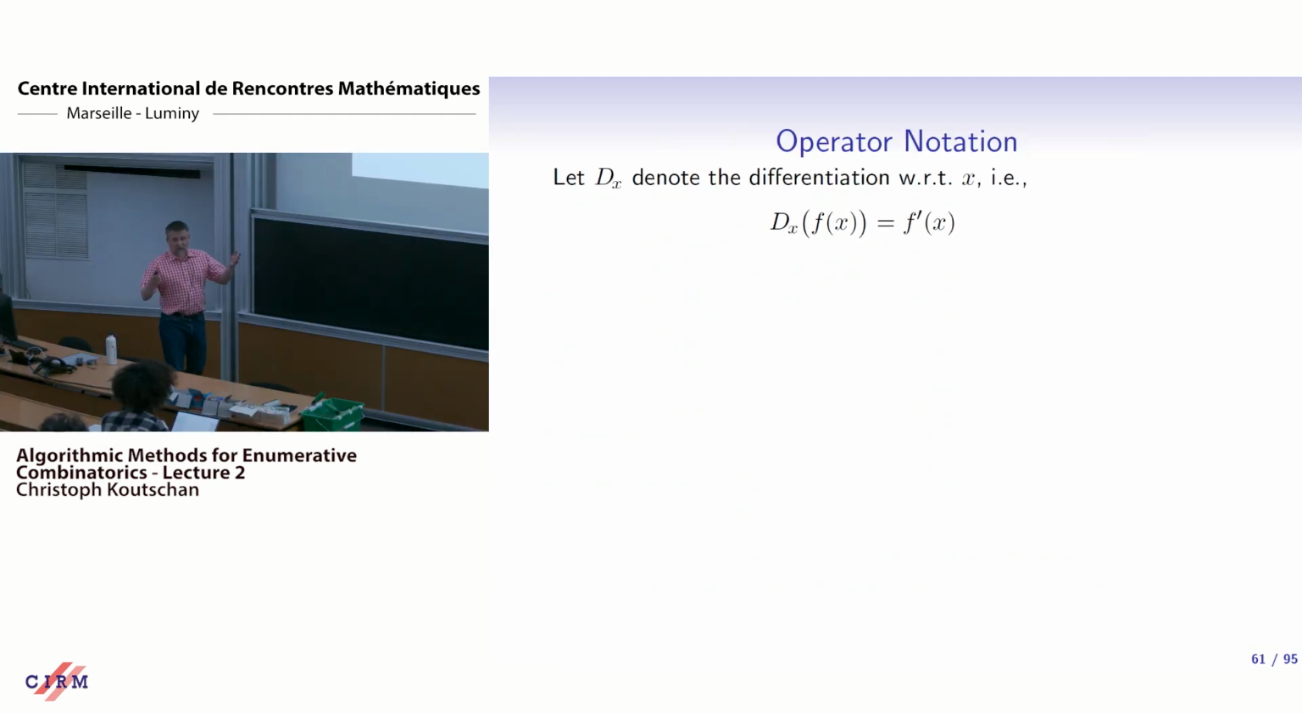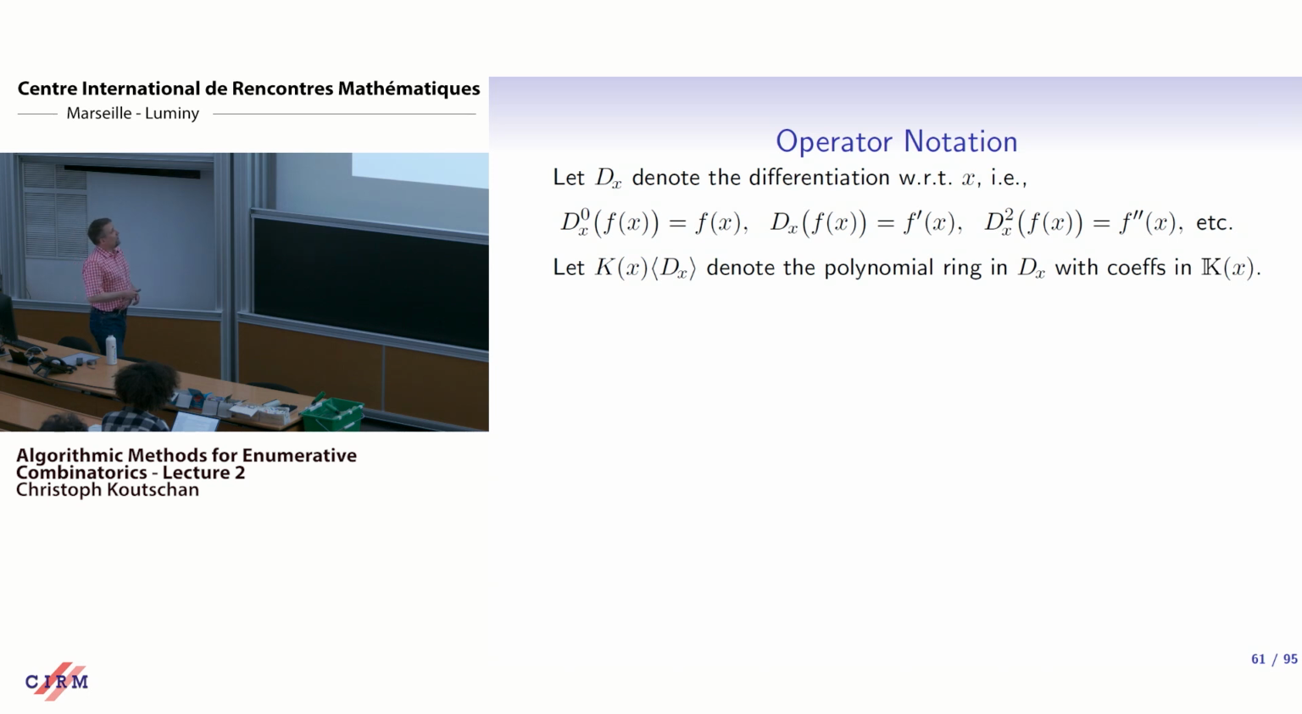Okay, so for computer algebra, it is more convenient instead of equations to deal with operators. So let me quickly recall this notation. I use dx to denote the differentiation operator with respect to x. So dx applied to f is f prime, and dx squared applied to f is f double prime, and so on. And then I use this notation k(x)<dx> to denote the polynomial ring in this symbol dx with coefficients in the rational functions of x, and k is whatever field we need, Q or C.